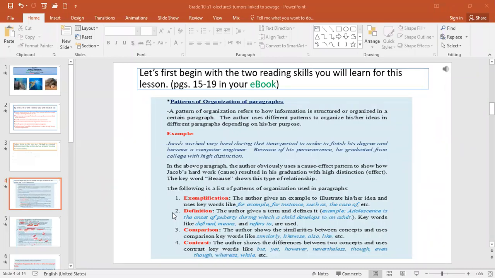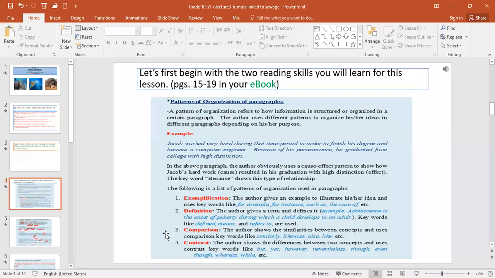Number 2, Sharif, what's the second pattern of organization in a paragraph? Okay, the second pattern of organization is definition. The author gives a term and defines it. For example, adolescence. Adolescence is the onset of puberty during which a child develops to an adult. The author obviously here is defining.